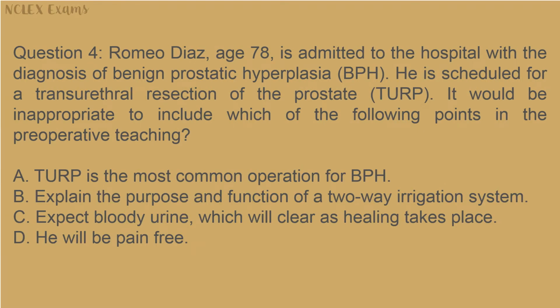Question 4. Romeo Diaz, age 78, is admitted to the hospital with the diagnosis of benign prostatic hyperplasia (BPH). He is scheduled for a transurethral resection of the prostate (TURP). It would be inappropriate to include which of the following points in the preoperative teaching? A. TURP is the most common operation for BPH. B. Explain the purpose and function of a two-way irrigation system. C. Expect bloody urine, which will clear as healing takes place. D. He will be pain-free.